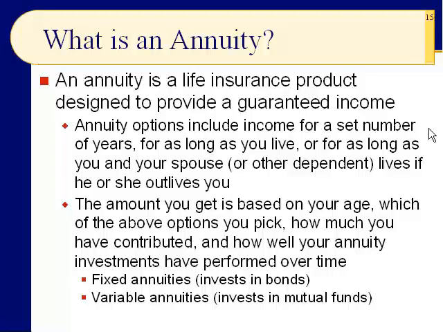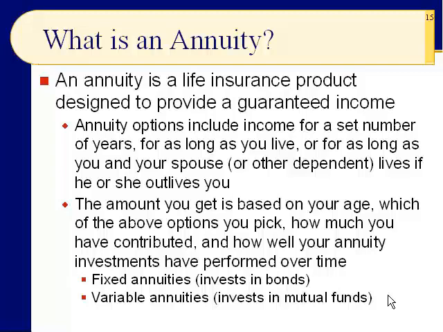And this is often something that is very, very tempting to individuals. The ability to not outlive the income that the annuity creates. The amount you get is based upon your age, which of the above options you pick, how much you've contributed, how well your annuity investments have performed. There are two major types, fixed annuities and variable annuities. Fixed annuities generally invest in bonds and pay about 2 or 3% less than what bonds are paying, depending on what's going on in the bond world.